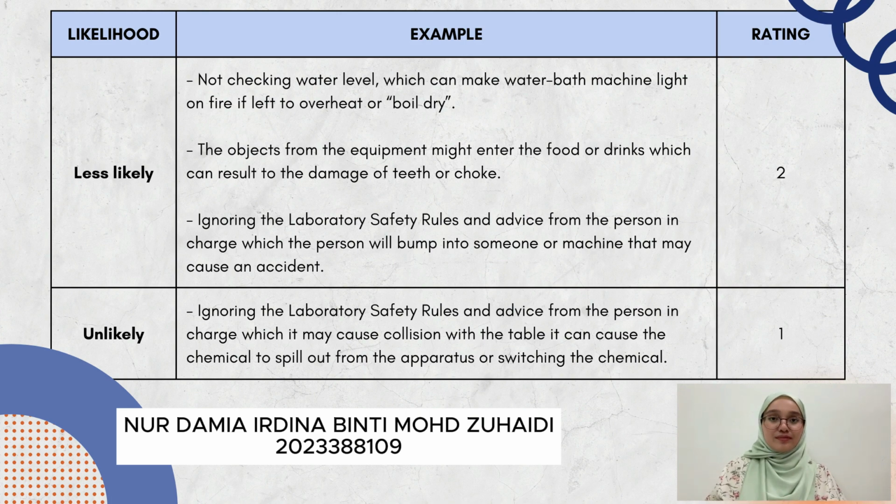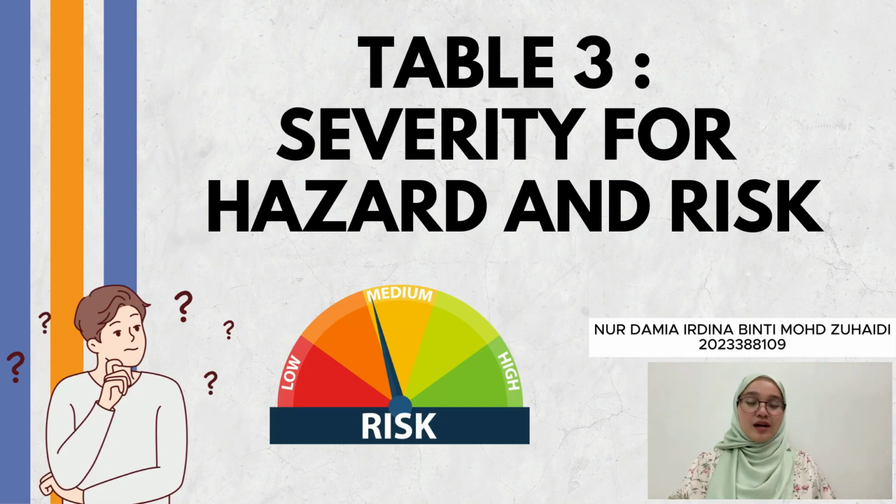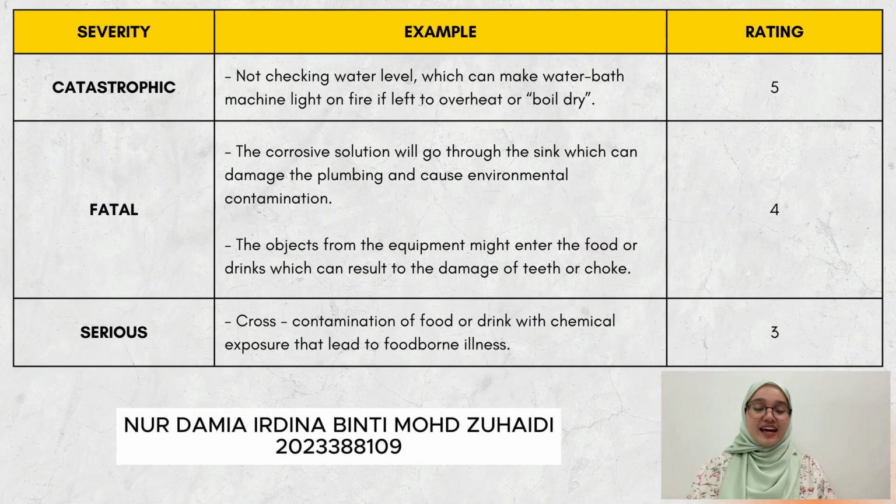Like the second table just now, the table of severity for hazards and risks also has 5 categories, which are catastrophic, fatal, serious, minor, and negligible. The first hazard, which is not checking the water level, can make the water bath machine catch on fire if left to overheat or boil dry. The severity of the hazard is catastrophic, meaning if it occurs, then serious injuries or even death can happen. That is why it has a rating of 5.